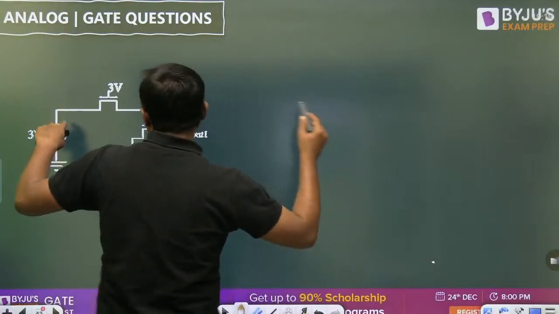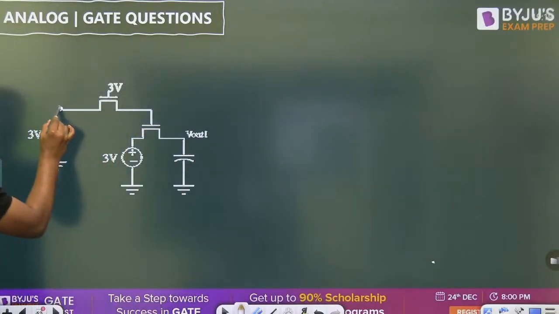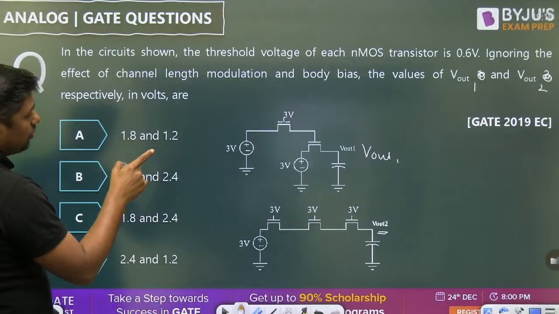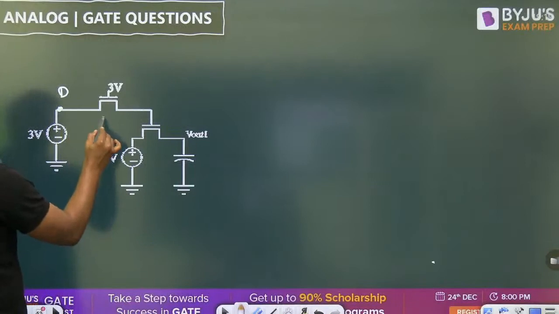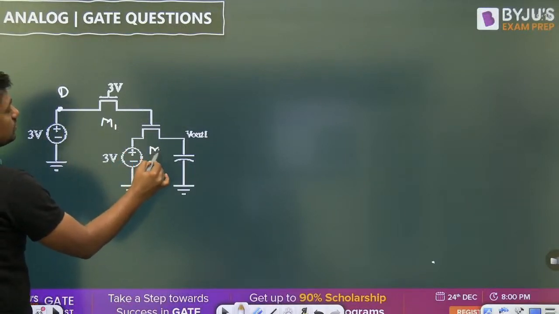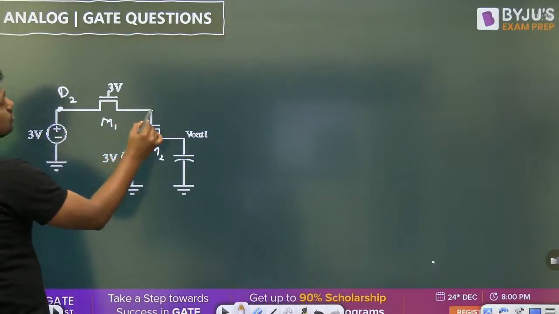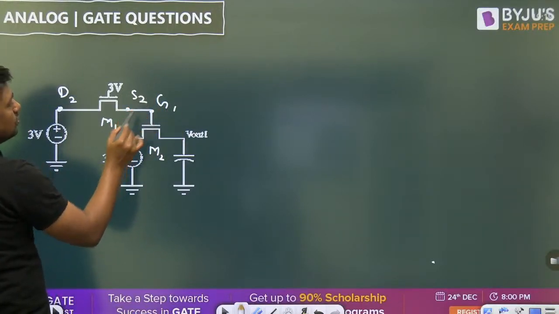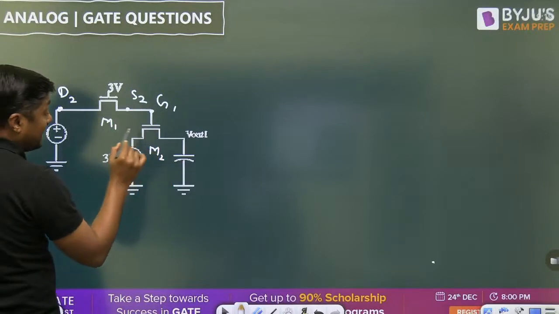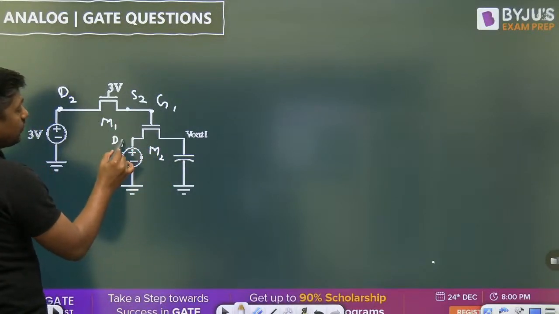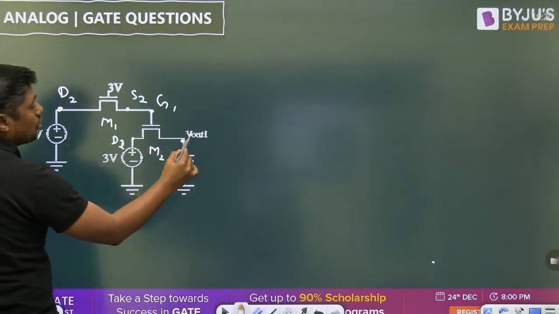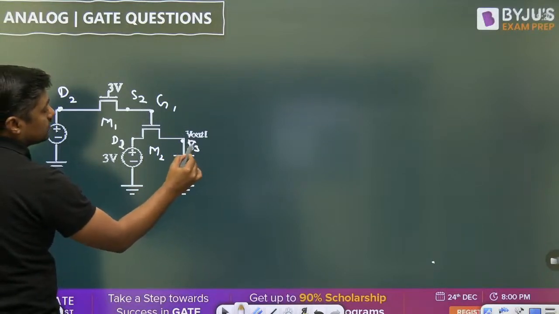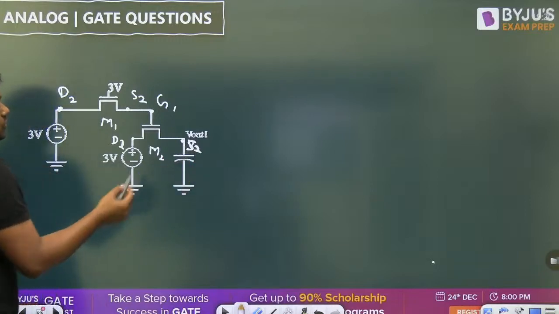Right. This is the drain terminal. What is asked here? Vout 1. So this is the drain terminal. This is the MOSFET 1. This is the MOSFET 2. So the drain terminal of 2, gate of 1, source of 2. It is connected to the gate. And this is the drain of 2, and this is the source of 2. Now connect.